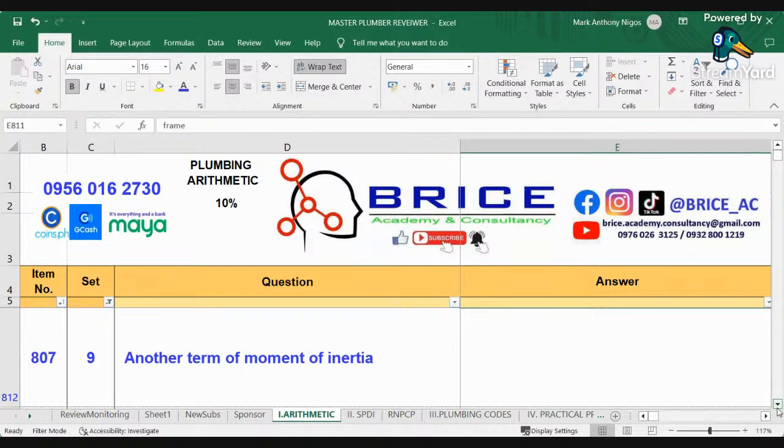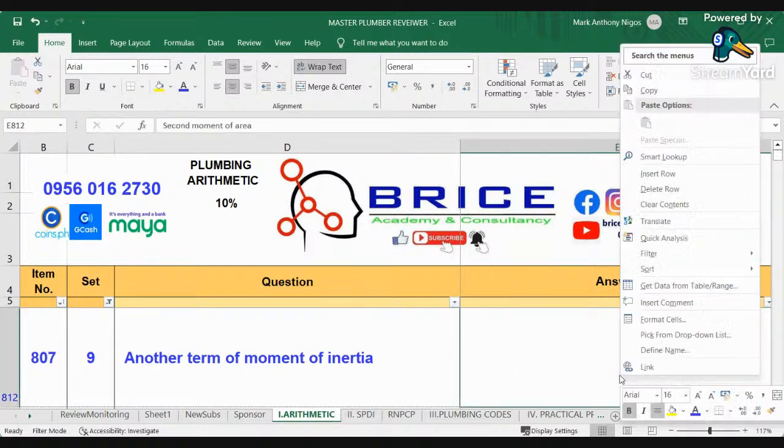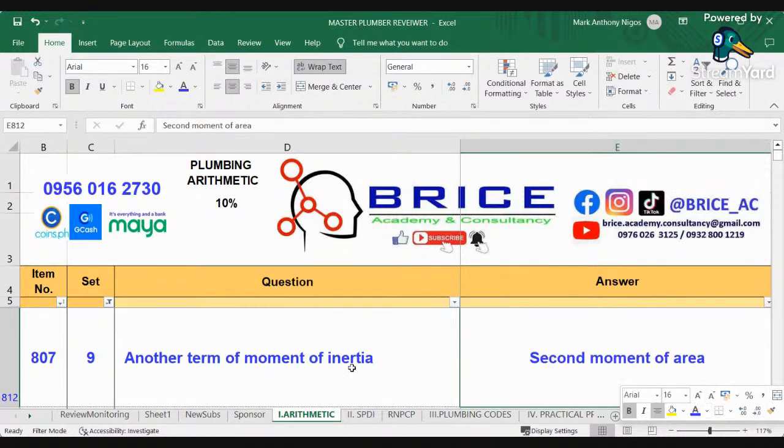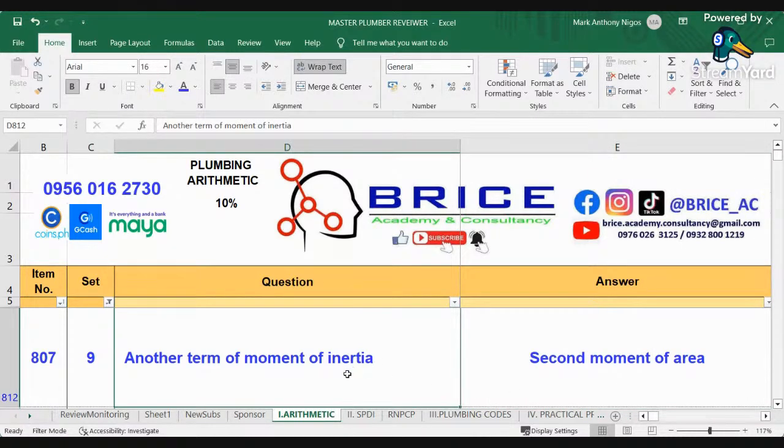807. Another term of moment of inertia. The answer is second moment of area. Another term of moment of inertia. The answer is second moment of area.